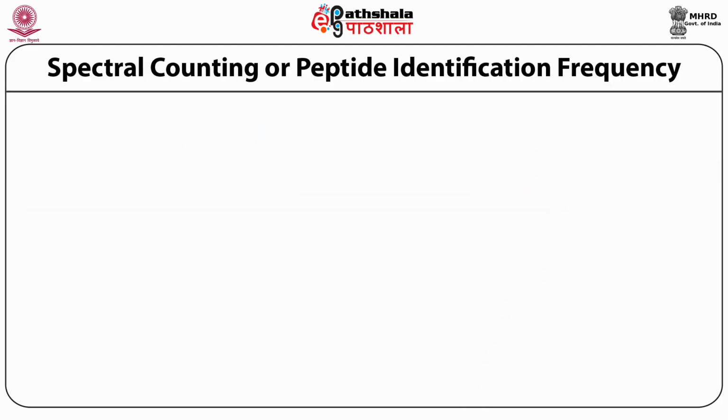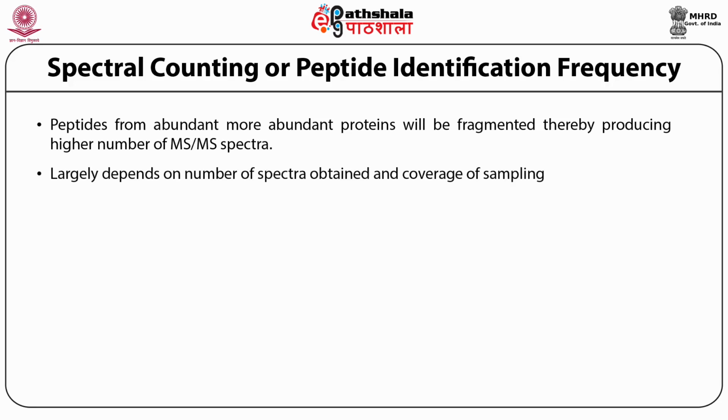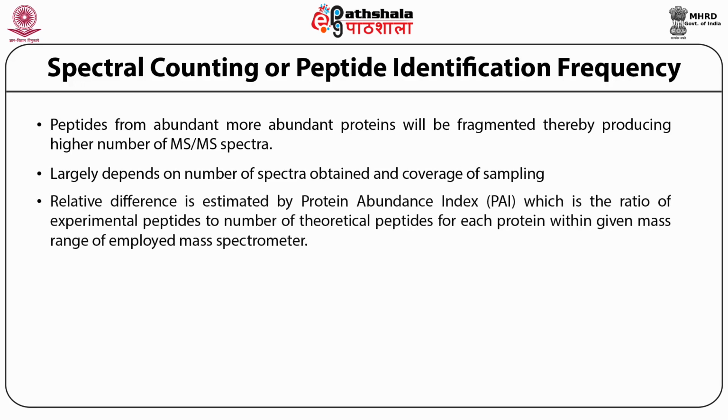Spectral counting is another label-free technique for quantification. It involves peptides from abundant proteins that will be fragmented, thereby producing a higher number of MS-MS spectra. It largely depends on the number of spectra obtained and the coverage of sampling. The relative difference is estimated by the protein abundance index, also called the PAI, which is the ratio of experimental peptides to the number of theoretical peptides for each protein within the given mass range of the employed mass spectrometer.